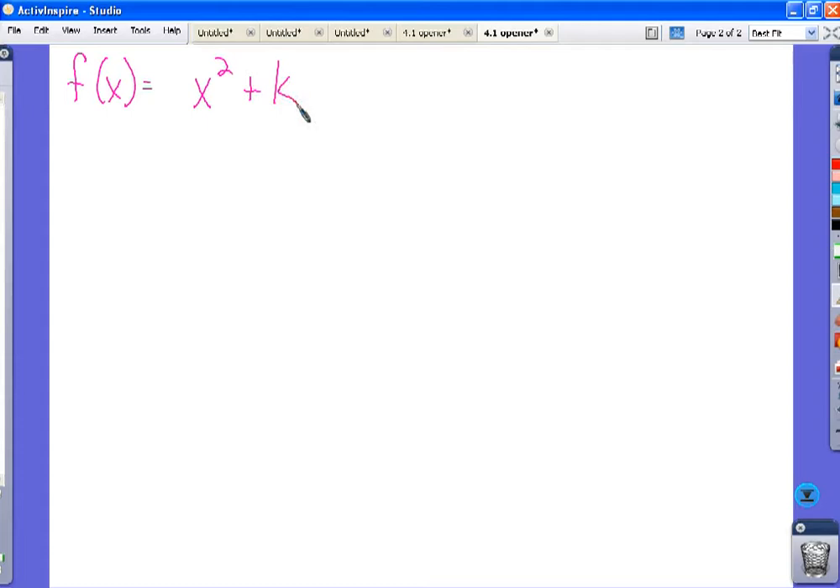Add 3. We can add anything, right? We'll just call that anything k. K could be 5. K could be 7. K could be negative 3. What if it was negative 3? What would the graph be? Go down 3. We'd go down. Another thing, we could double it. Yeah, we could double it.